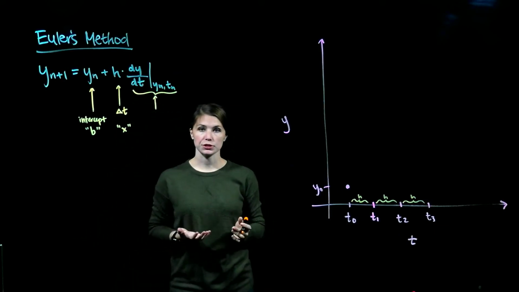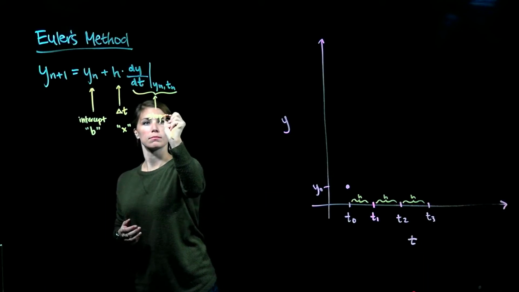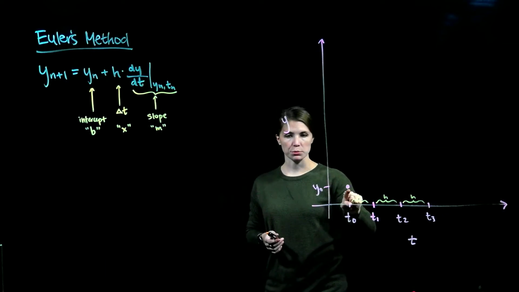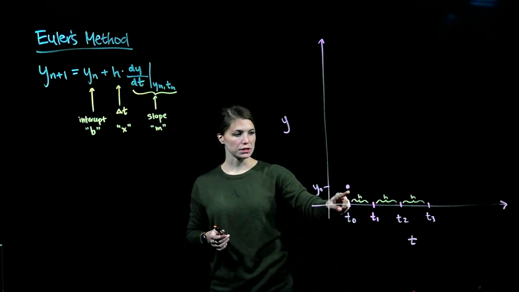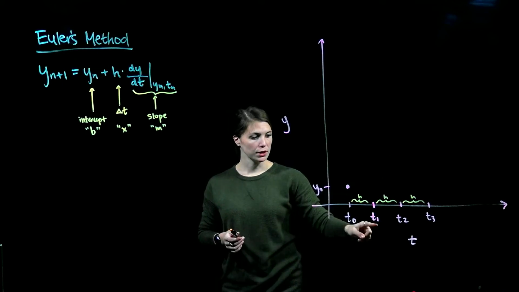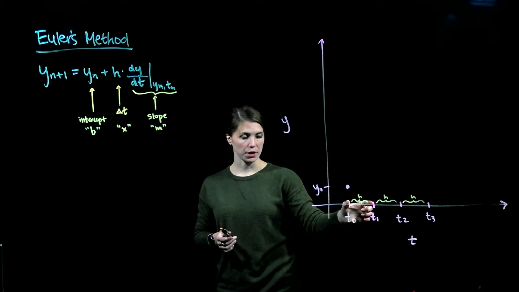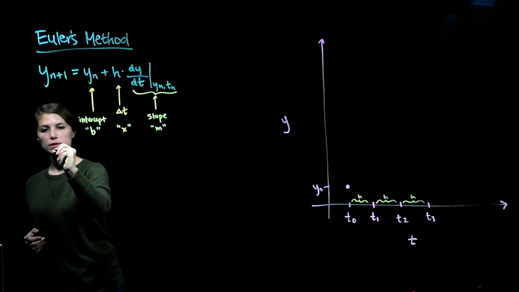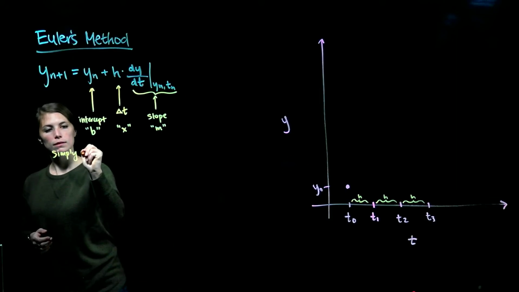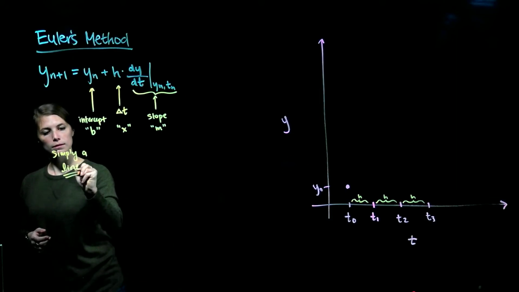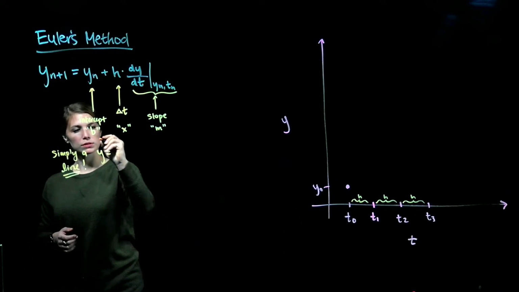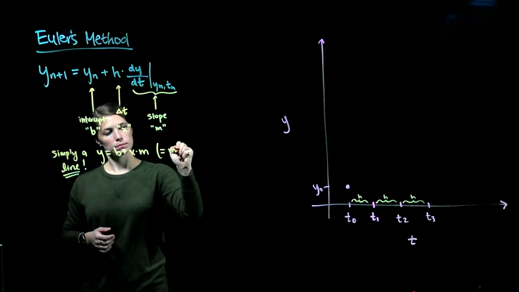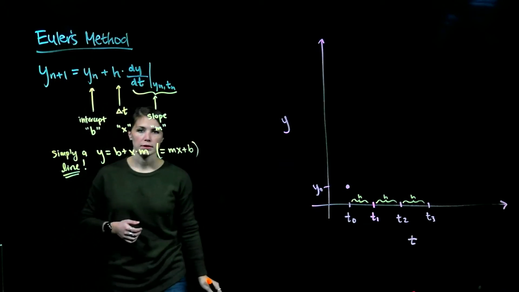And then this piece, dy dt is literally a slope. So you can think of that as your m. So you're taking the slope at your previous point, and then you're constructing a line using that slope and moving forward until your next time point. So that's dictated by your step size h. Okay, so this is simply a line. So y equals b plus x times m, or mx plus b as you're used to.